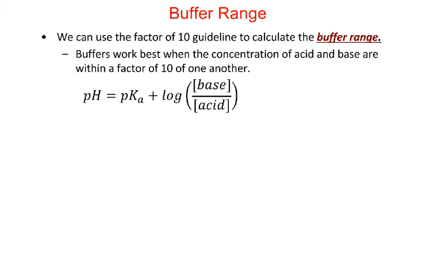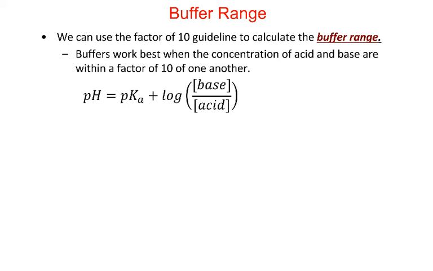So on the previous slide, we saw that buffers work best when the pH we're trying to maintain is close to the pKa of the acid. But how far away from the pKa of the acid can we get and still have an effective buffer? Well, if we come back to an idea from the first slide, we want the concentrations of base and acid to be within a factor of 10 of one another. And so we're going to use this to calculate the range of pH values in which a particular buffer would be effective.